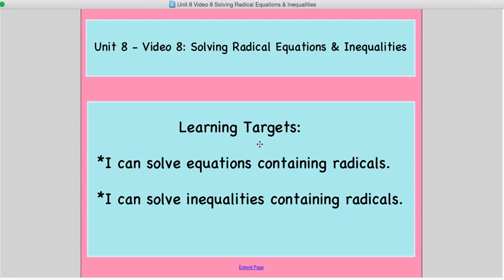Today we're going to look at solving radical equations and inequalities. Your learning targets for today are that you can solve equations containing radicals as well as inequalities. So we're going to be looking at both today.